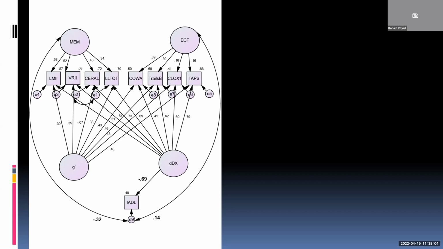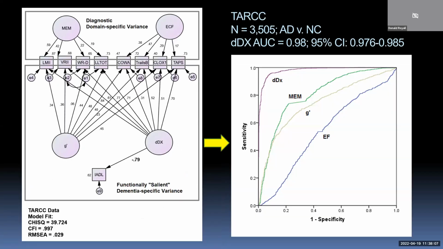So now we can take these 4 latent variables and test them by ROC for their ability to distinguish demented from non-demented controls. This is TARC data, about 3,000 subjects. And you see we achieve a high AUC for DDX. And in comparison, mutually adjusted memory, executive function, and G prime are much weaker predictors of dementia severity. Executive function is almost completely robbed by the introduction of D to the model.